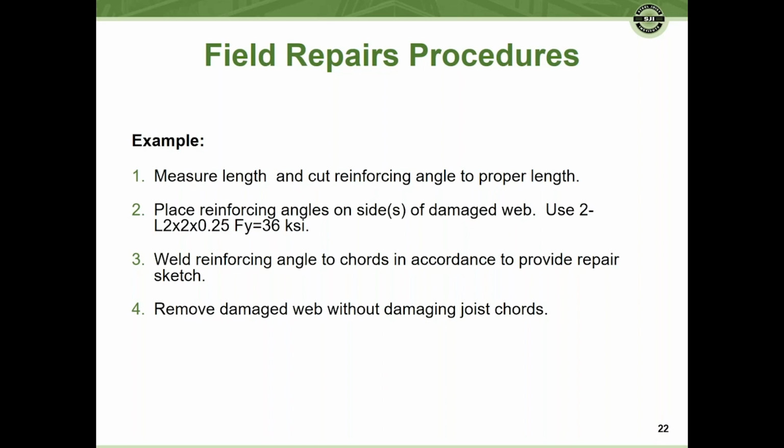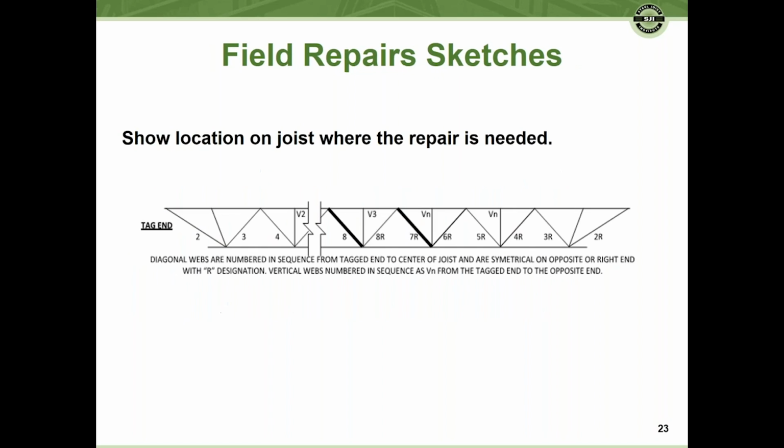Second thing is place reinforcing angles on sides of damaged web and use this material, 2x2 by quarter, and in this case, I listed it as 36 KSI. Third is to weld reinforcing angles to cords in accordance to provided repair sketch. And then number 4, remove damaged web without damaging joist cords. Obviously, we don't want to remove the damaged web before we put the new material in there, and so a step-by-step procedure sometimes alleviates some problems in the field.